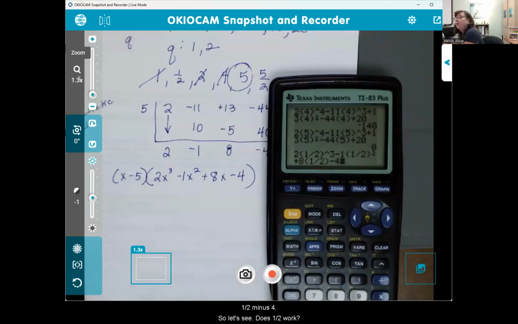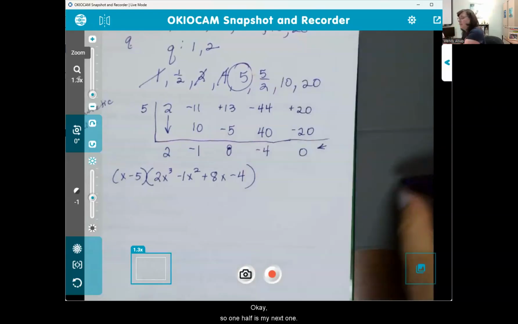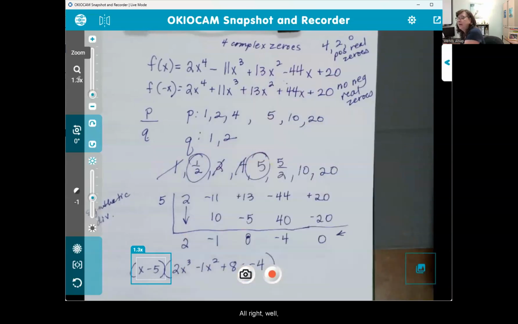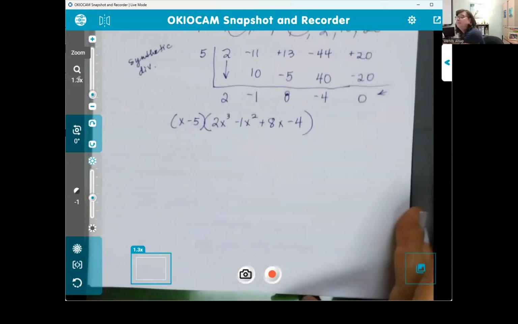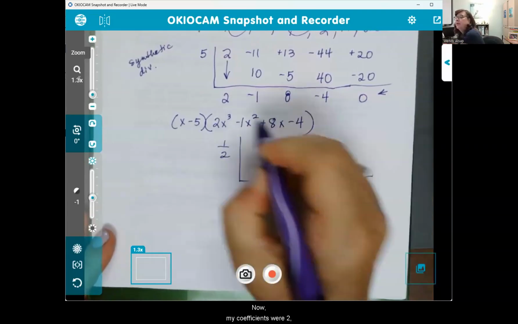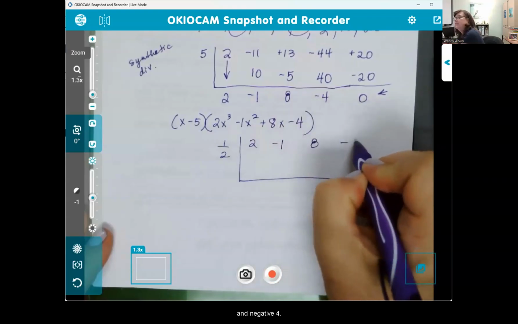So let's see, does 1/2 work? Oh, I already found my second one. All right, so 1/2 is my next one. Well, let's do the depressed equation again. I'm going to do synthetic division. Now my coefficients were 2, negative 1, 8, and negative 4.